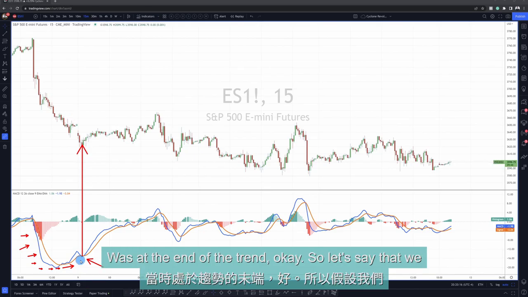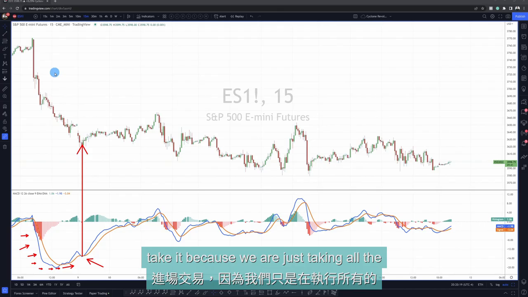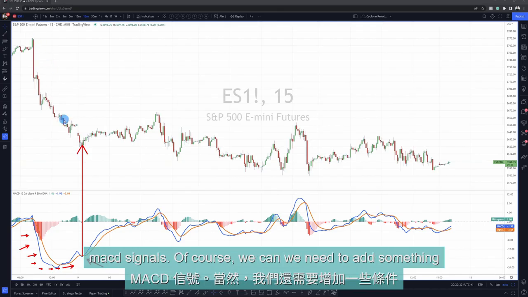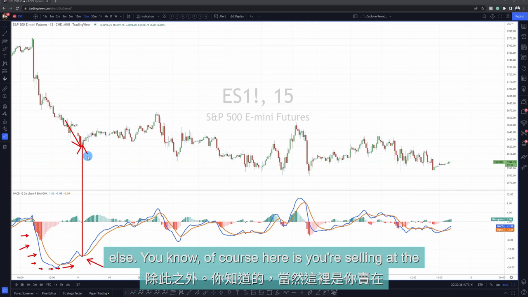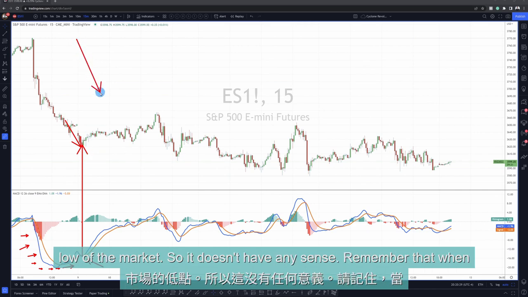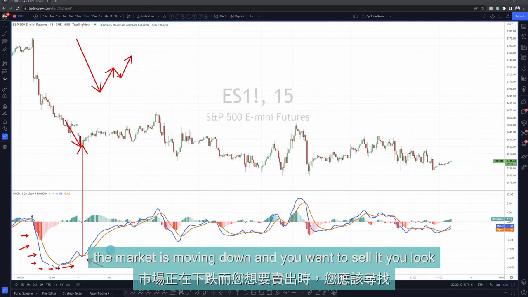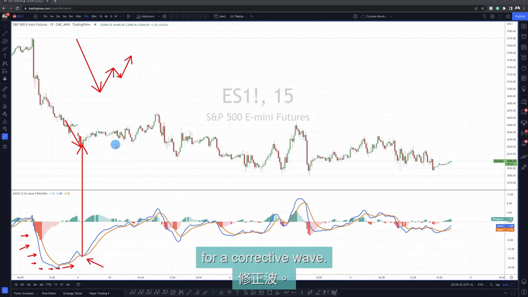Okay, so let's say that we take it because we are just taking all the MACD signals. Of course, we need to add something else. Of course, here you are selling at the low of the market, so it doesn't make any sense. Remember that when the market is moving down and you want to sell it, you look for a corrective wave, right? So you need to start putting it all together.